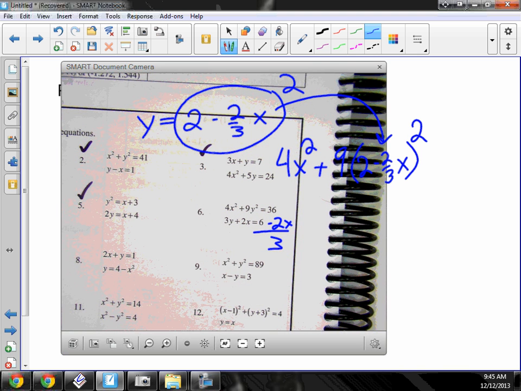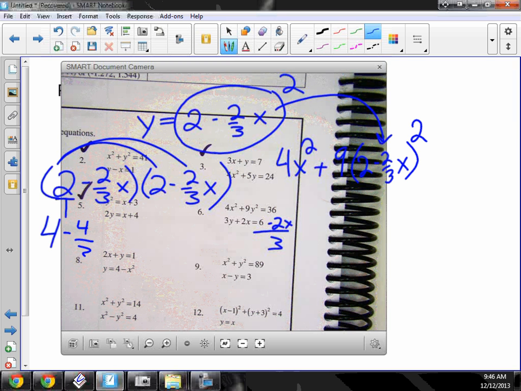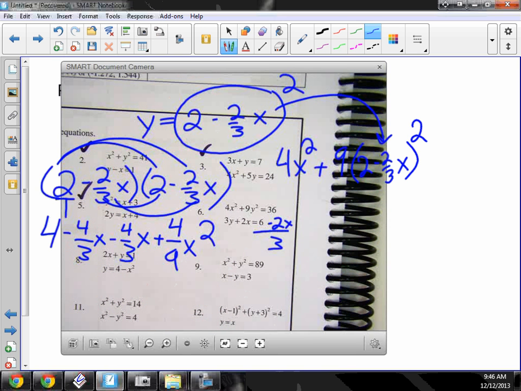Well, I need to distribute. So 2 minus 2 over 3x times 2 minus 2 over 3x. 2 times 2 is 4. That's the first one. And what's 2 times negative 2/3 x? You don't flip it. You just do 2 times 2 and 1 times 3. So minus 4 over 3x, and the next one is also minus 4 over 3x. And what's that? 4 over 9x squared. So plus 4 over 9x squared. Okay? So 4 minus 8 over 3x plus 4 over 9x squared.